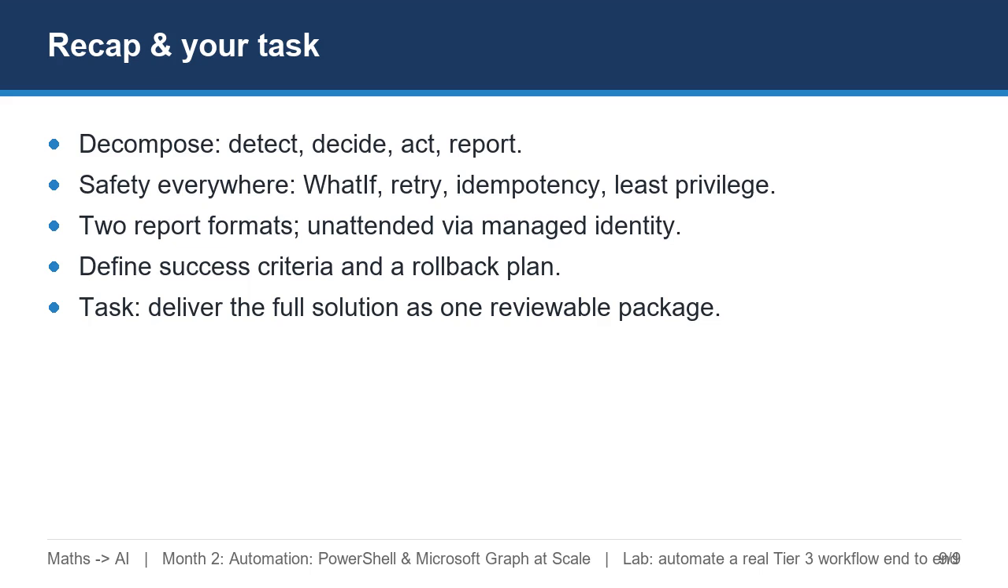Your task: deliver the complete solution as one reviewable package. A read-only detect function and decide rule, an act function with ShouldProcess, retry, and idempotency emitting per-device results, a report stage with JSON and a summary, a runbook wrapper with managed identity, pinned modules, and a schedule, and a short operations runbook covering the exact least privilege permissions, your WhatIf pilot, success criteria, and a tested rollback. Prove a second run is idempotent and remediates nothing already healthy.